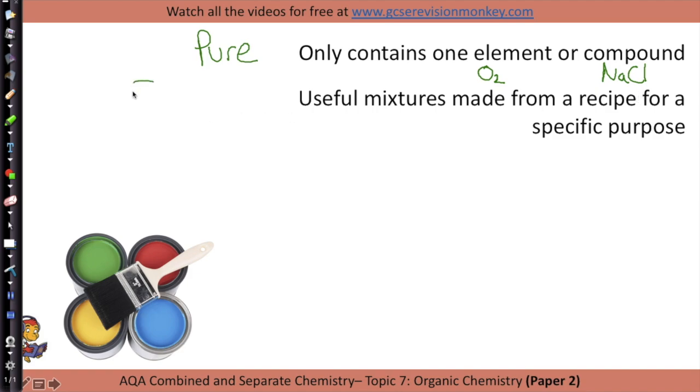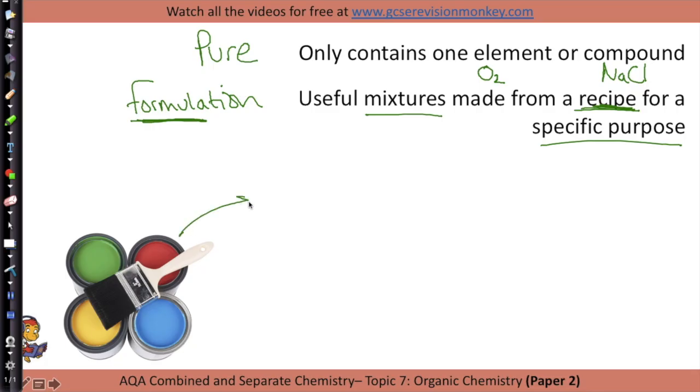The other key word for this topic is formulation, and that is a useful mixture made from a recipe for a specific purpose. So it can't be any old mixture, it can't be air, for example, which is any mixture of gases that we have around us. It has to be one that we have man-made and purposefully made to do a particular job. So it's got the word formula in it, so that will remind you it's following a particular recipe, a particular formula to make a desired product.